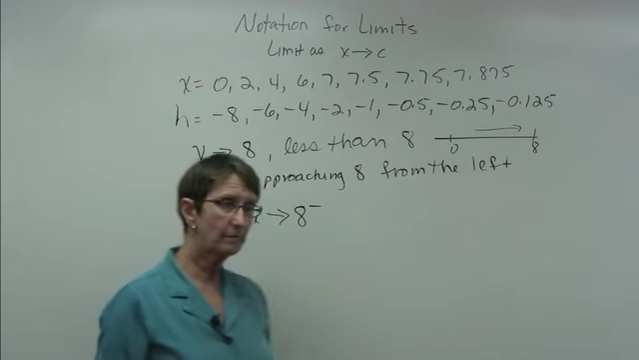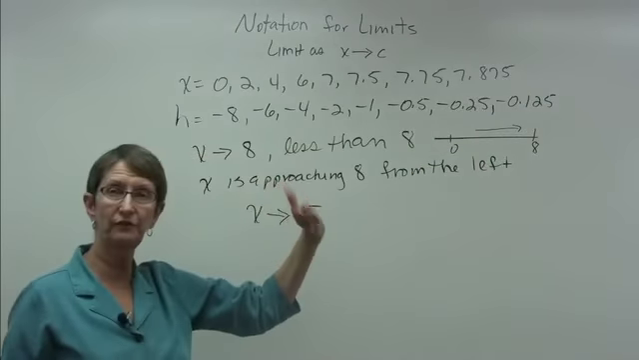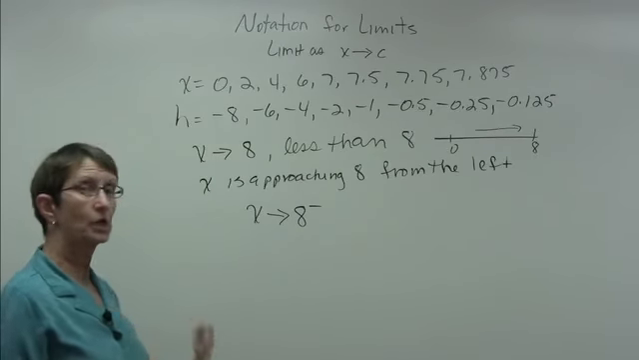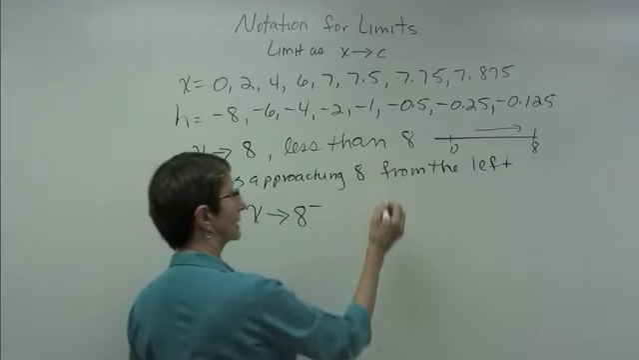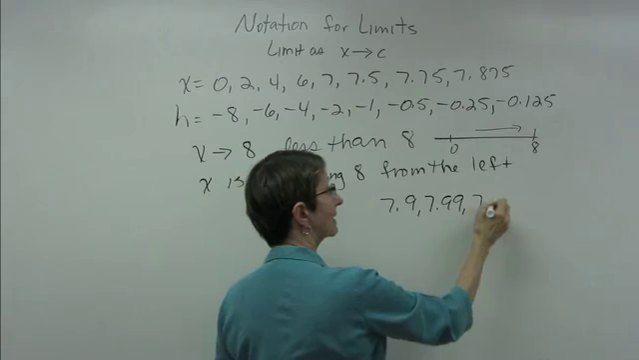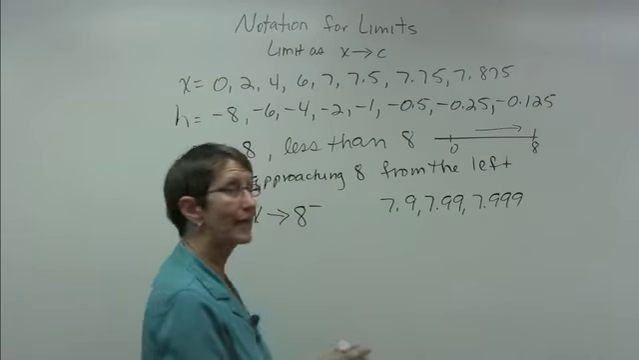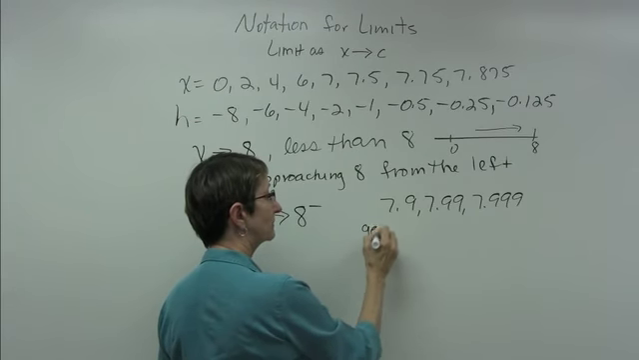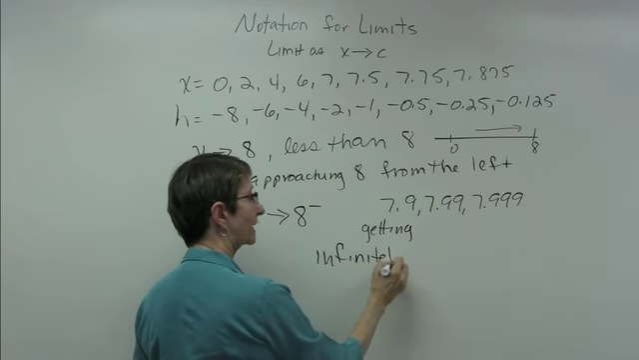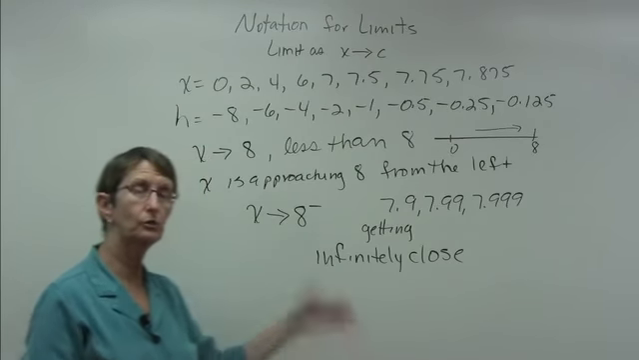Now, let's think about how close we were getting. I got as close as 0.125 away from 8. Could I get closer? If we switch to other decimals, I could look at 7.9, 7.99, 7.999, so that I'm getting closer and closer and closer to 8, and we say that I'm getting infinitely close. And so that's what we think of as our limit. x is getting infinitely close to 8.